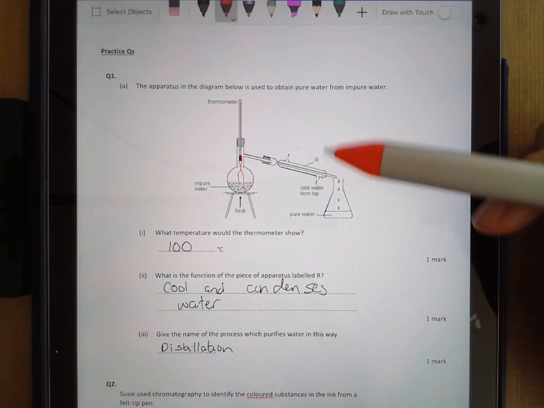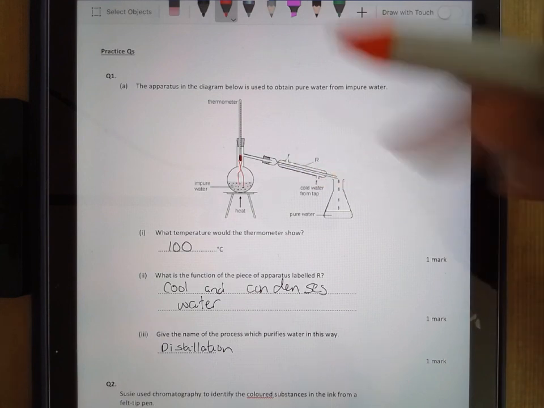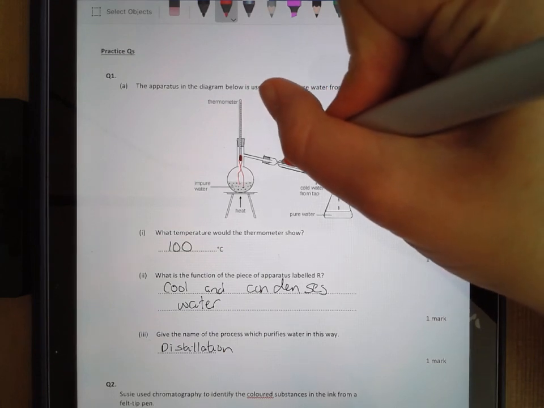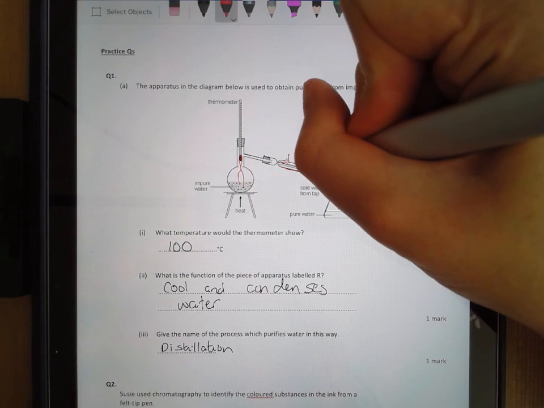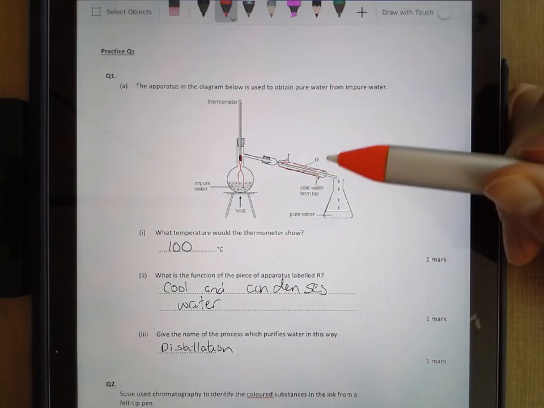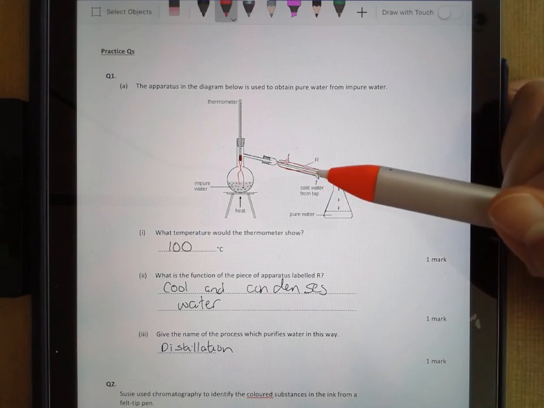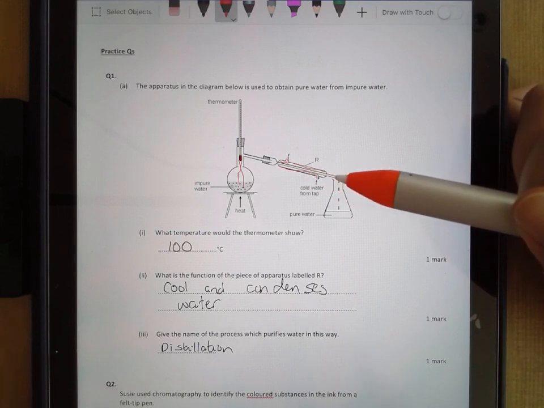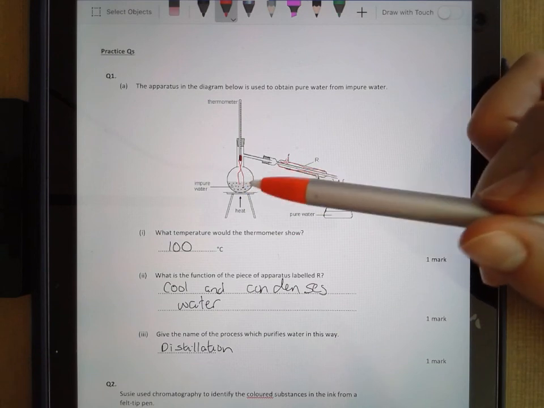The piece of apparatus labeled OR is called a condenser, and you use it to cool and condense the water. The condenser, I'll just highlight it. The condenser is all this bit here on the very outside of the tube. And what it does is it keeps that inner tube really, really cold. Without the condenser, the tube is not going to be very cold, and it will be harder for you to cool and condense your hot water vapor.